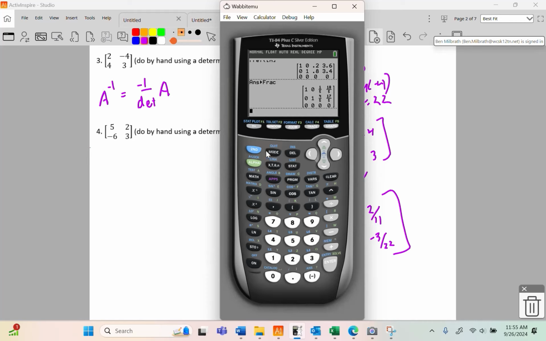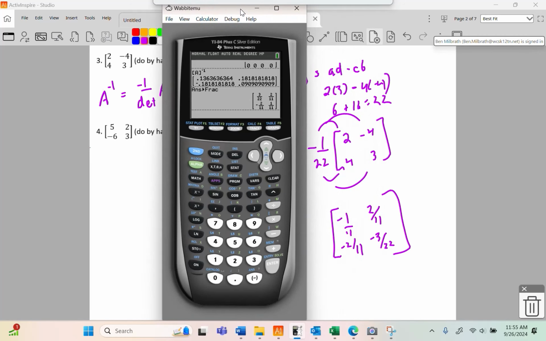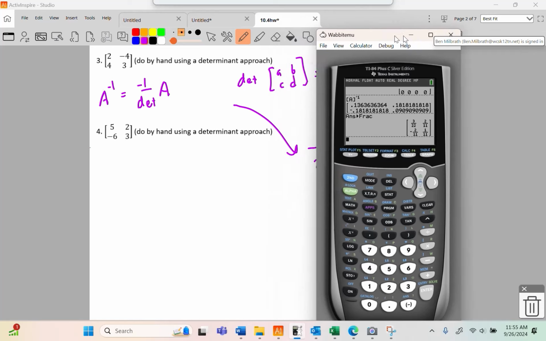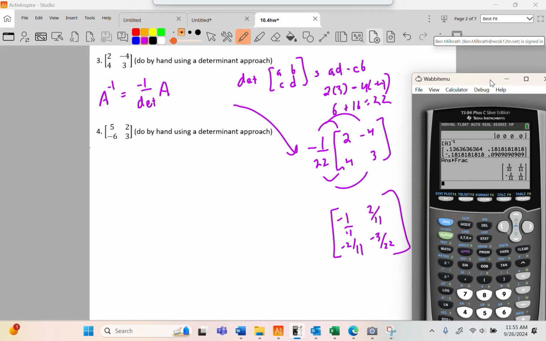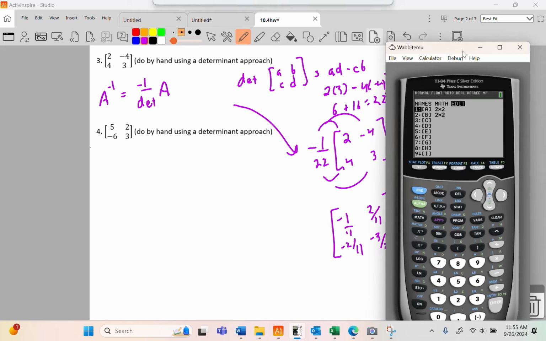So I typed it in, I quit. That was matrix A. I hit the inverse key. I convert back to a fraction. We don't agree, do we? Why don't we agree? Well, that is interesting, isn't it? Did I type it in right? I don't have time to be wrong here. 2, negative 4, 4, 3.